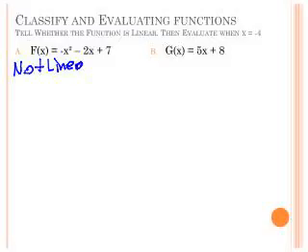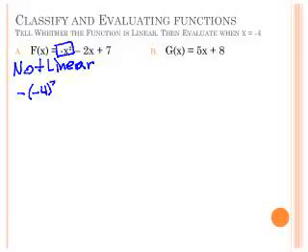Not linear. And the reason that you got not linear for this is because of this x squared term that we have up here. Since it's squared, we know it won't provide a line when we graph it. It won't be linear.